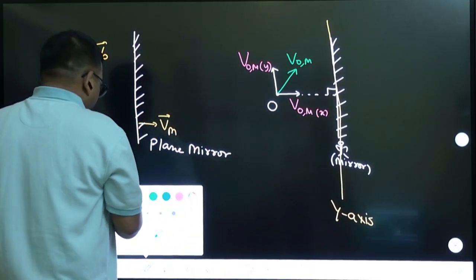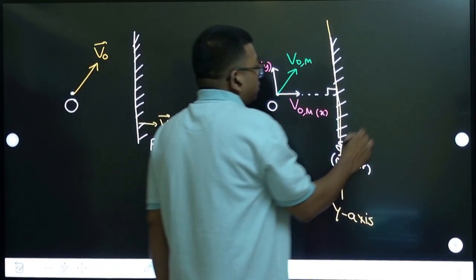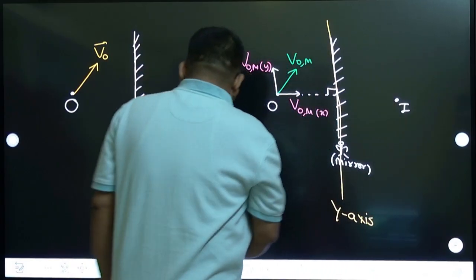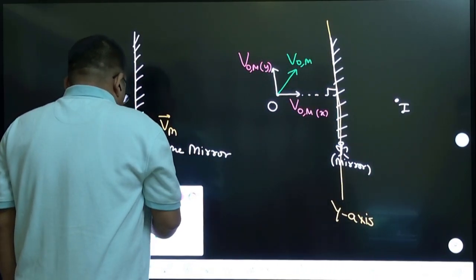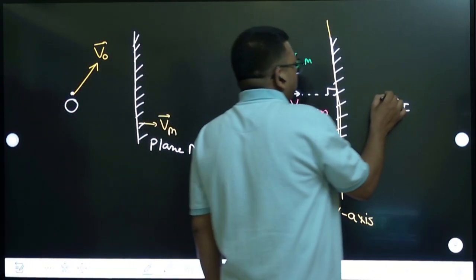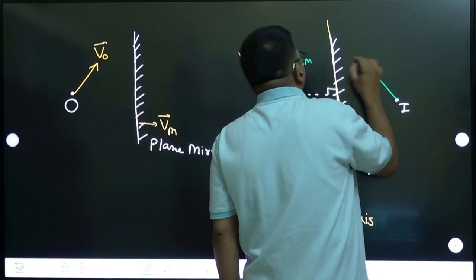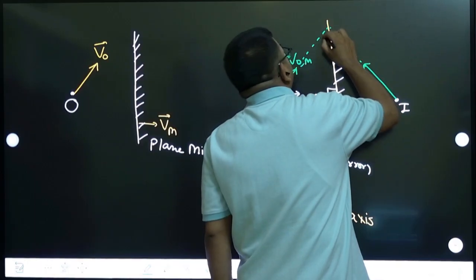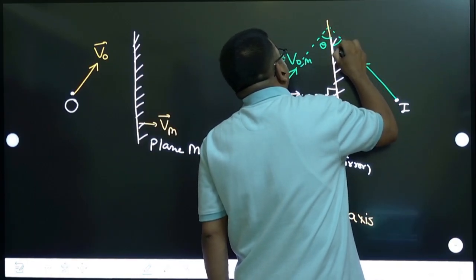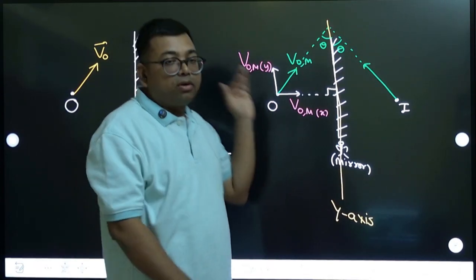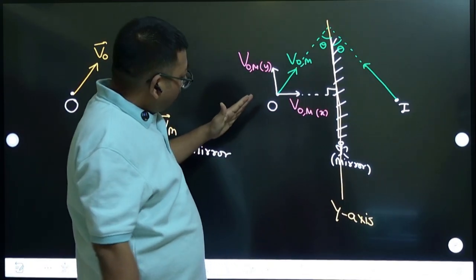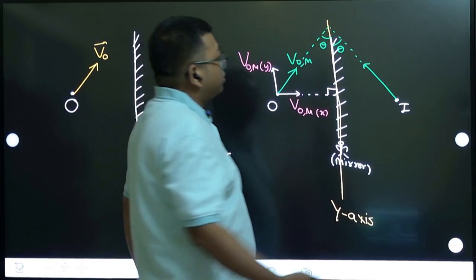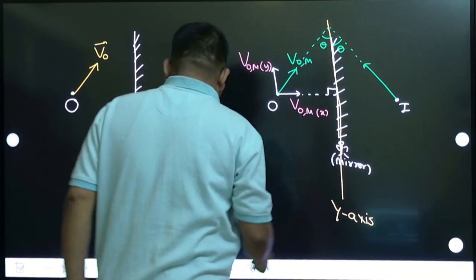Suppose this is the image, and we are talking about its relative velocity. The relative velocity will be in exactly the same manner. Suppose the relative velocity of object with respect to mirror makes some angle theta with the mirror, then the image's velocity also makes angle theta with the mirror.